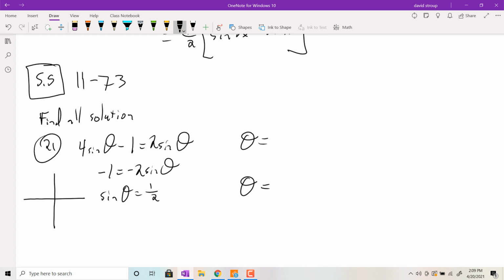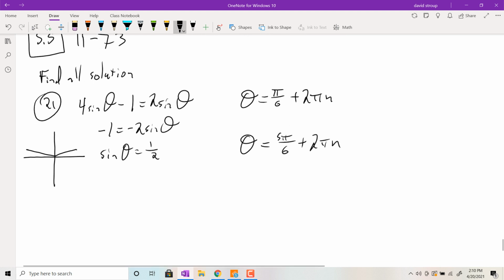There's 2 angles. So the first one is sitting right here at pi over 6. And then the second one will be sitting right here at 5 pi over 6. And then you just tack on 2 pi n. Easy. Let's move on. These next problems all want the solutions in the interval from 0 to 2 pi.